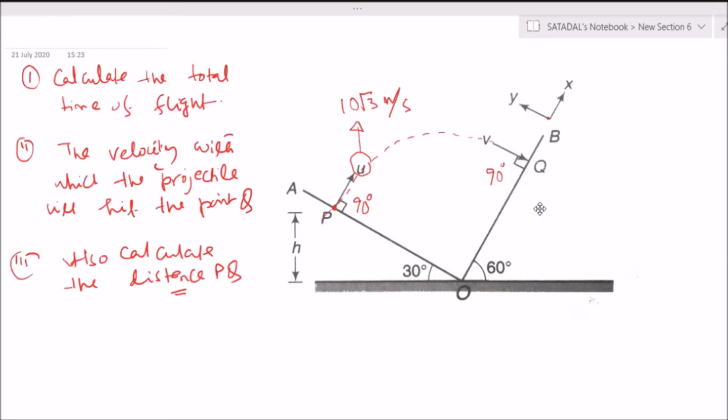Chalo, we'll do. See, check here. Since we have taken this as x-axis and this as y-axis, so the particle is initially projected along x-axis. As you can see, this is x-axis, right? So in this direction, that is the initial y direction, I can write uy is equal to 0.